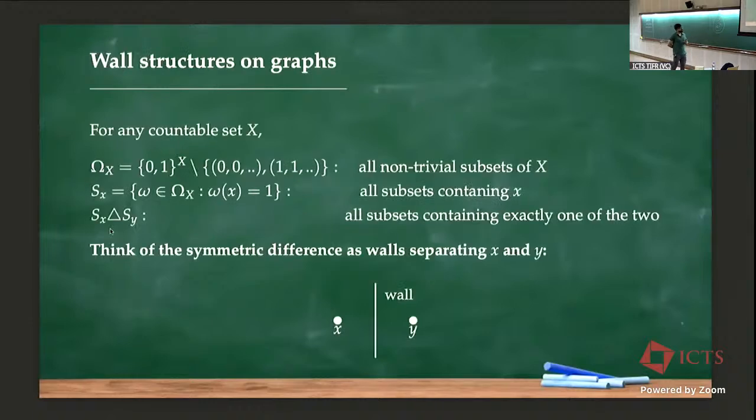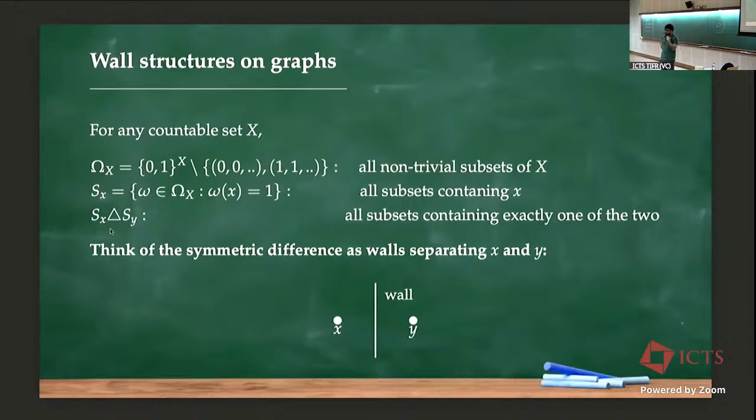Okay, so it turns out that there is another input. You fix a countable set X. Think of X as your graph, and denote by omega of X the space. Okay, so we need a space, right? This was asked by Gadi. So what is the space?